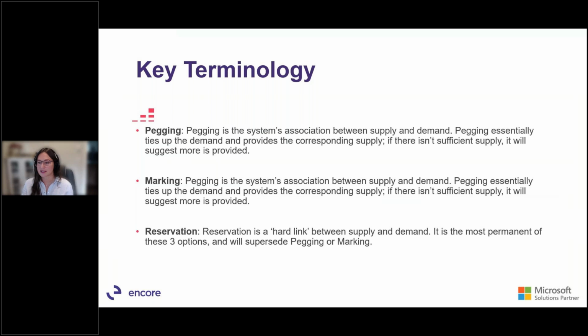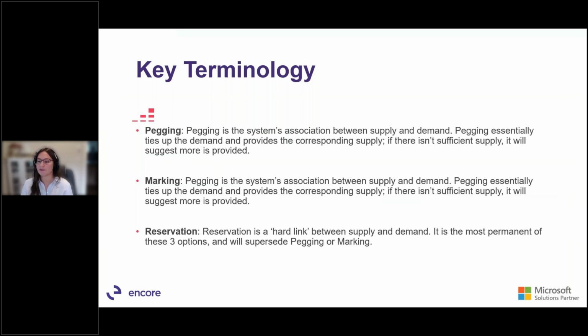Pegging happens entirely by the system. Marking is when you want to, let's say you have a sales order and you know that a purchase order is coming in for this item, and you really want it to fulfill this one sales order that you're working on. You can mark the purchase order against the sales order, and when MRP runs, it will reflect that demand against that supply.